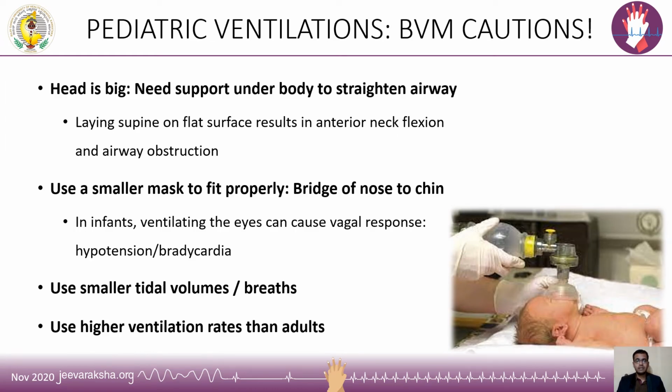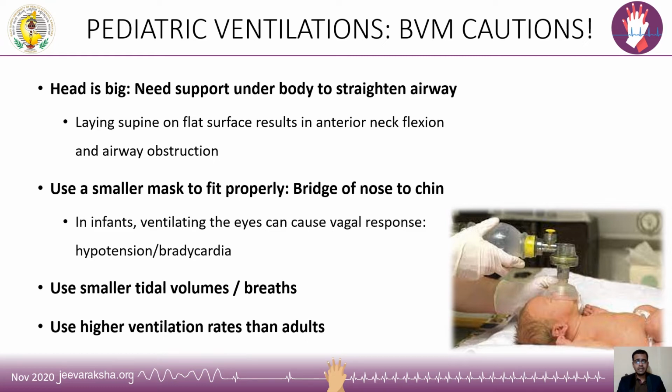In pediatric patients, apart from the previous things, in general it is difficult to bag mask because the head is big, so it needs to be supported, and I told you the technique of how to support it. You can straighten the patient's airway by placing a roll, a cotton roll or a pillow just below the shoulder so that the head is neck extended and the airway is patent. Use a smaller size mask to fit properly. The mask size should be between the bridge of the nose and the chin.